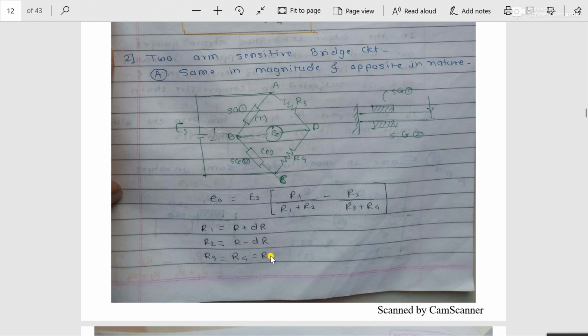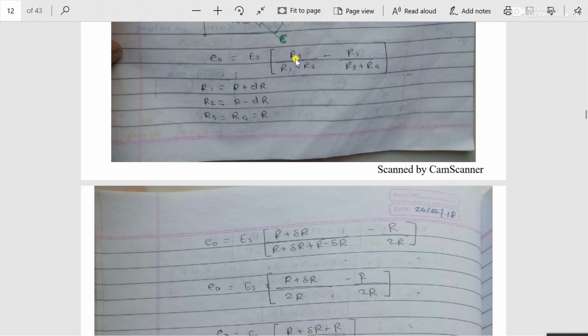Whatever fixed resistors are provided in the Wheatstone bridge circuit, we have to take their value as capital R, because that capital R will not change before and after application of load, which applies only to these fixed resistors. Now, whatever conditions I have calculated from the bridge circuit, I have to put the values of R1, R2, R3 and R4 in this E0 equation. So what happens, just see here. I will put the value of R1. So what is the value of R1? I have put here R plus delta R.